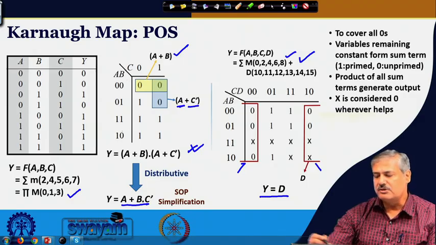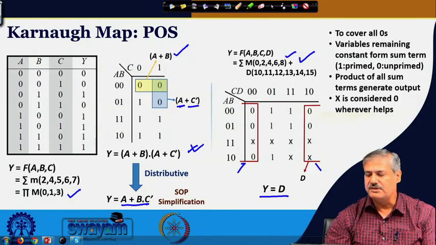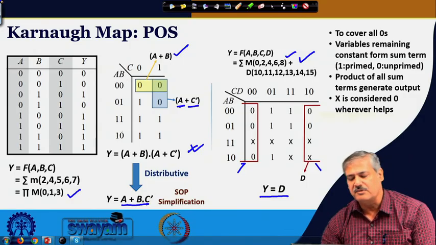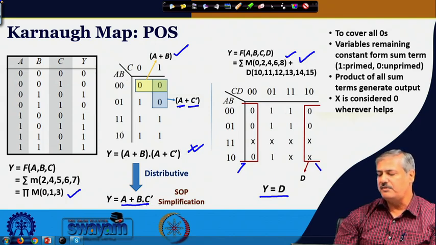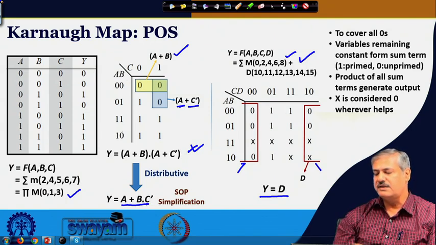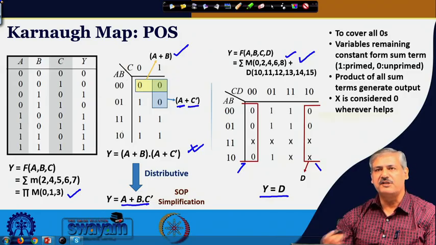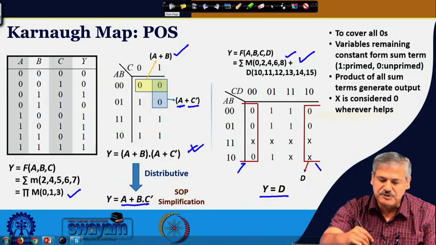Okay. So, the rule says to cover all the zeros, the variables remaining constant form the sum term, 1 is primed and 0 is unprimed, the product of all terms is considered, and x is considered 0 wherever it helps in forming larger sized groups.